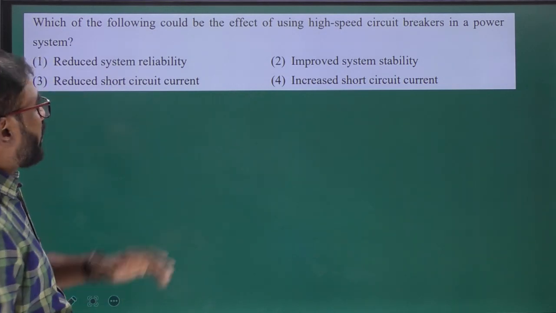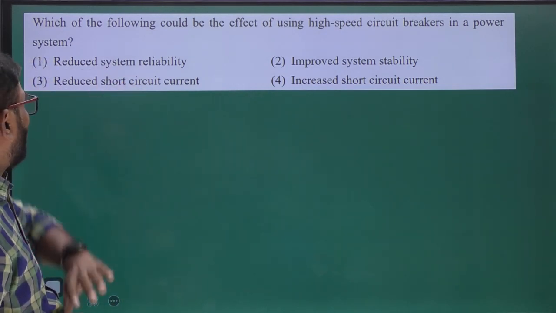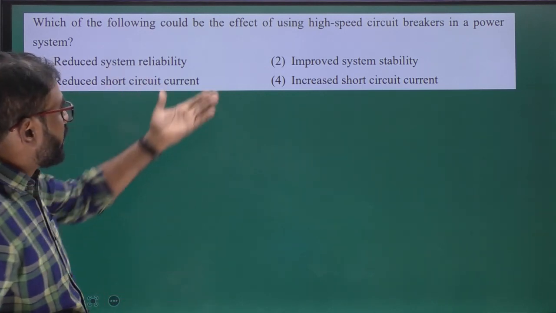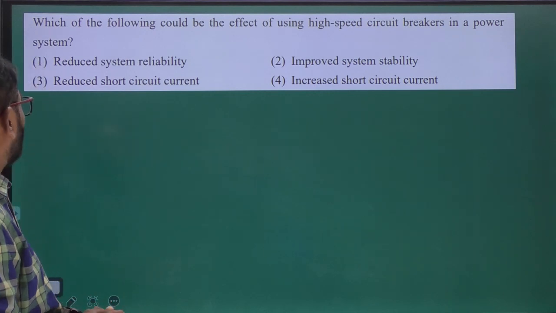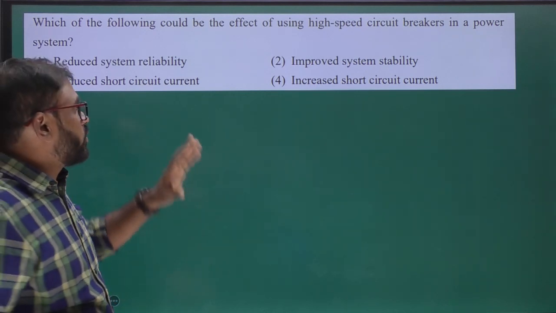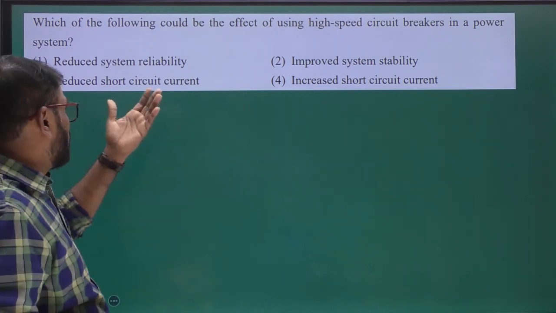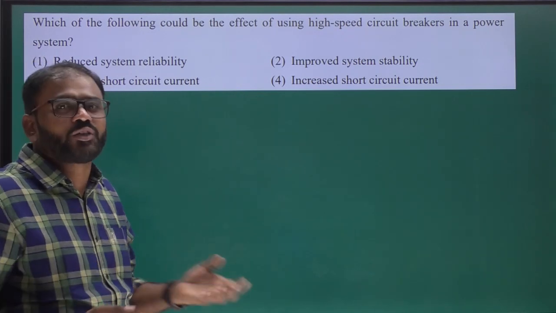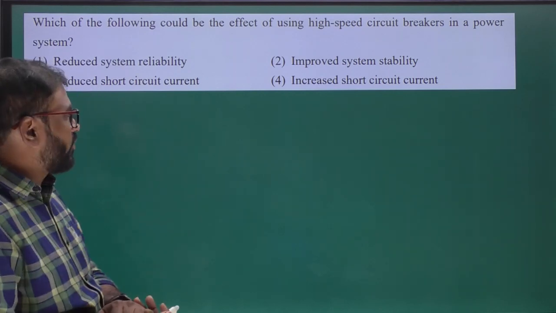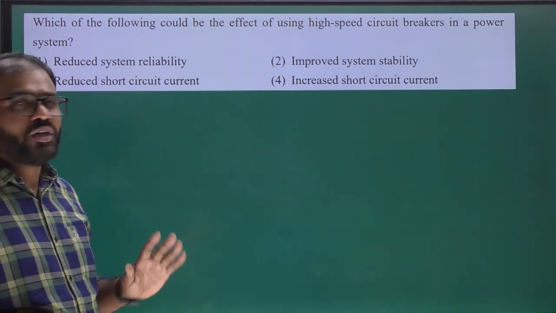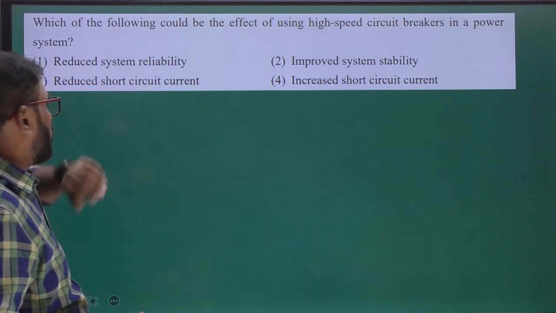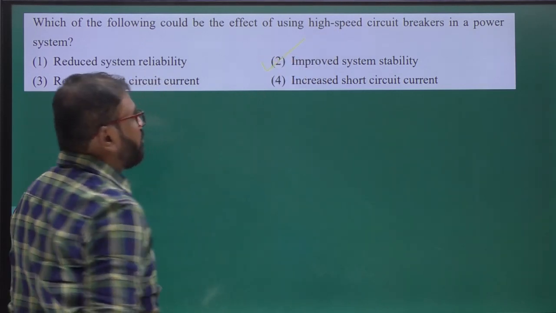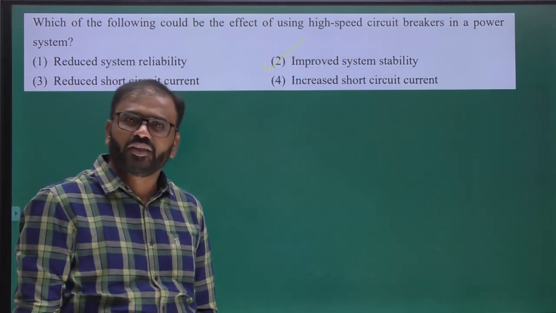So let's see what option is mentioned here. Reduce the system reliability. No, actually it improves the system reliability but does not reduce it. Improve the system stability. Yes, that is the correct one. Reduce the short circuit current. There is no link between breaker and fault current. Actually the breaker will stop the fault current by opening its contacts, but it is not going to reduce the current. Increase the short circuit current. No, these two are not the options. Even the first one is also not correct. So the best answer is to improve the stability; that is why we are using high speed circuit breakers in power systems.